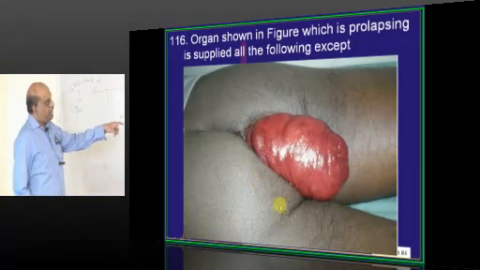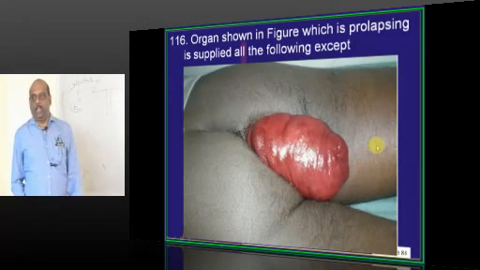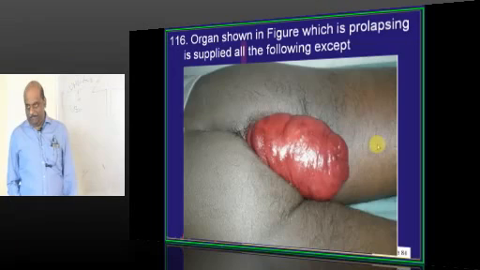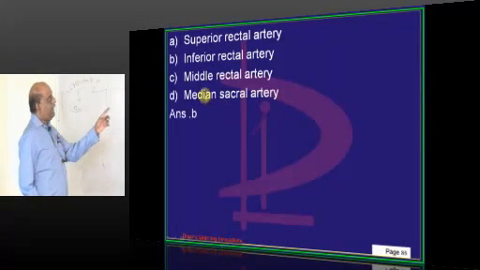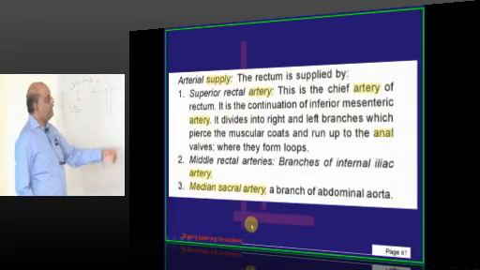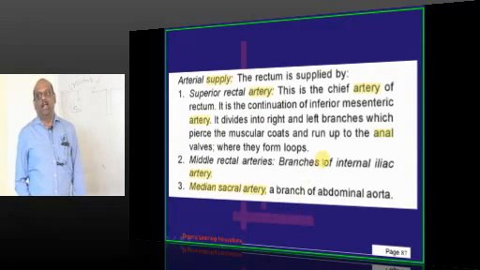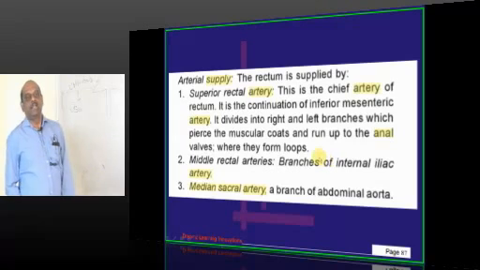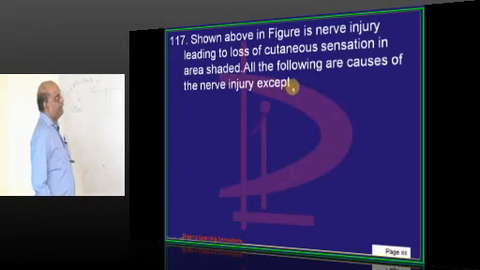Now what is this organ which is prolapsing? It is the rectal prolapse. So what is the blood supply of the rectum? Fundamentally it is supplied by the superior rectal artery, middle rectal artery, and median sacral artery, which are the typical things that you need to basically appreciate.